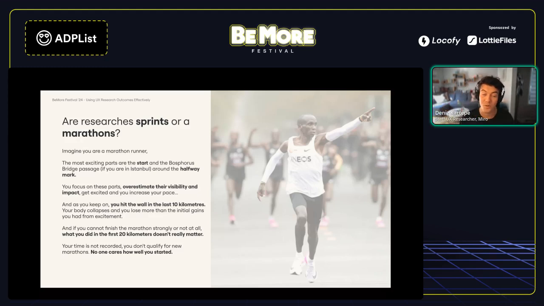And as you go, you hit the wall in the last 10 kilometers. And hitting a wall is a really hard feeling. Your body collapses and you lose more time than the initial gains you had from that excitement. If you sprinted in the first 100 meters, it's going to affect you much more terribly than what you gained from the sprint in the end.